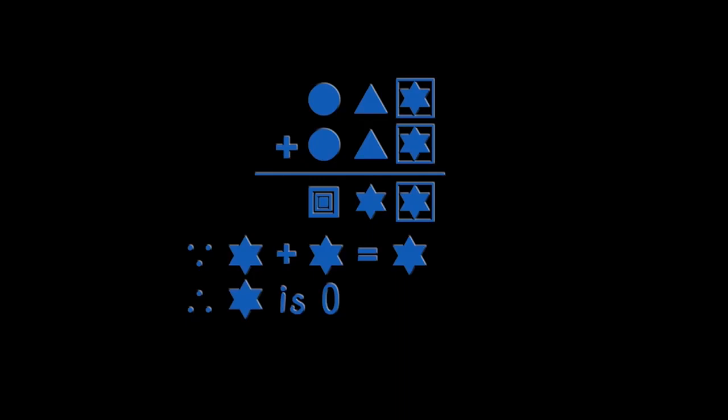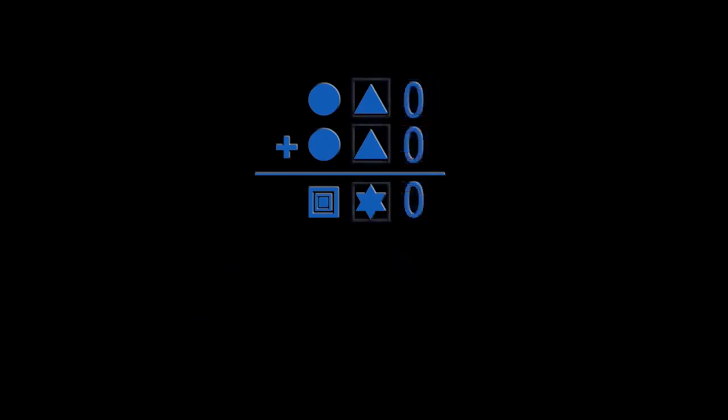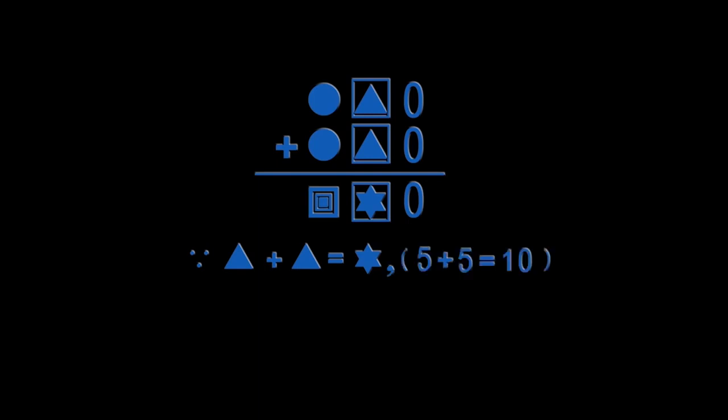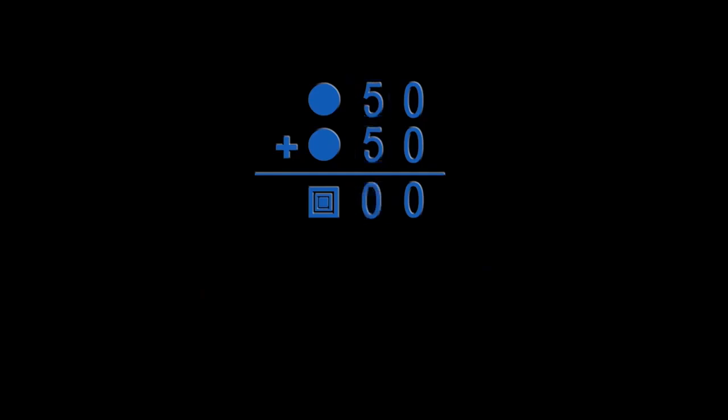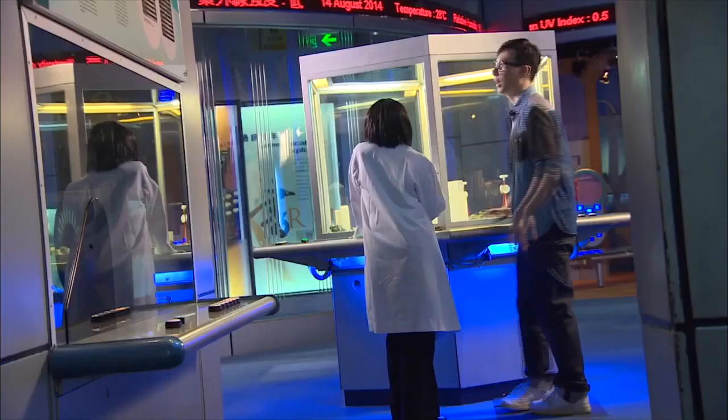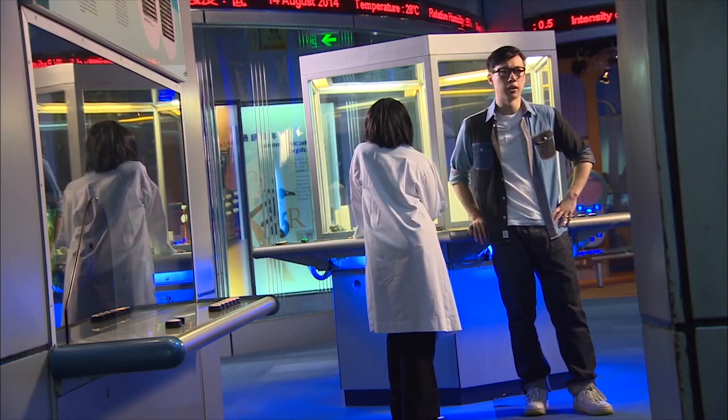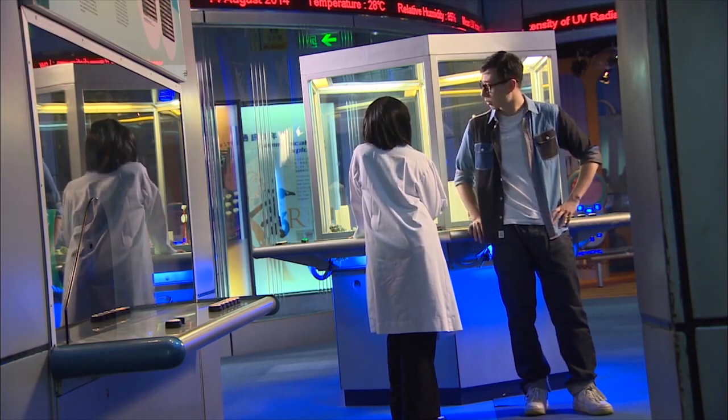Inquiry activity. From my observation, star plus star is still equal to star, which means star should be 0 in this 3-digit vertical addition problem. In the tens column, triangle plus triangle is equal to star. Since star is 0 and 5 plus 5 is equal to 10, triangle is 5. But I still have no idea about the operation in the hundreds column. So what do we do next, Professor?